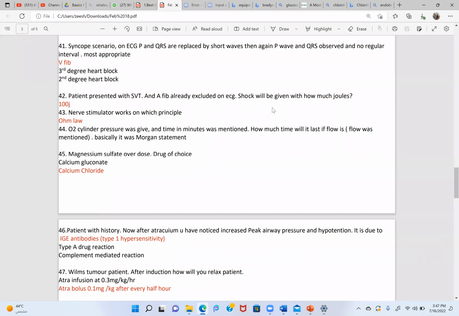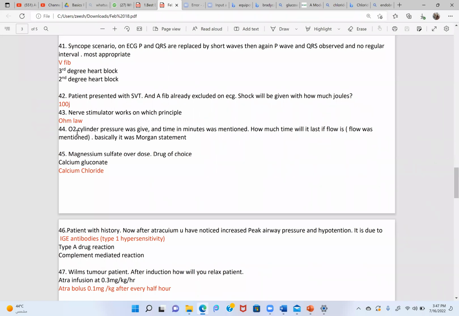If it is biphasic, it should be, I think, because for atrial fibrillation it is given more, 120. Am I right? Yes, sir. 120 to 200. Yes.